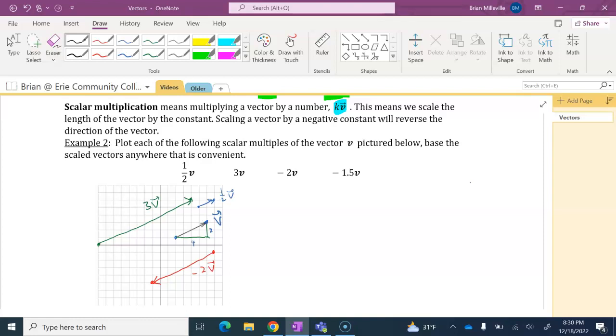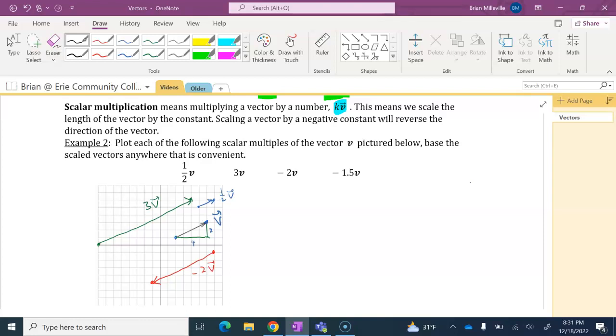the tail to the tip. So we're going to start here, and we're going to go 8 to the left, and then we would go double that down. Instead of going up 2, we're going to go down 4. All right, so there's drawing a few vectors and some scalar multiples.